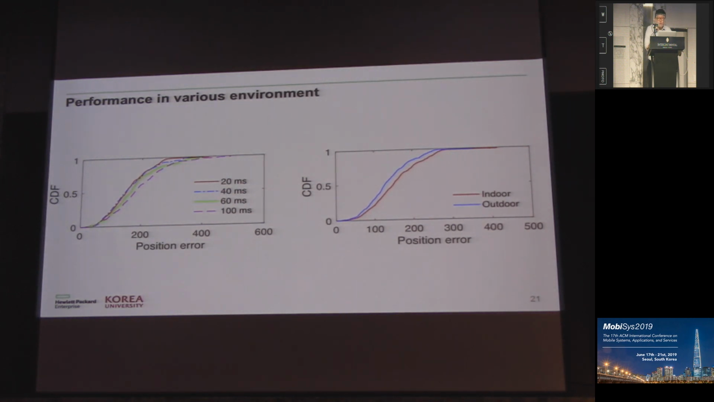Here, I show the performance evaluation in various situations. The graph here shows the impact of the interval on the tracking accuracy. When you use a frame interval of 20 milliseconds, you achieve a median error of 134 pixels. When the interval is 100 milliseconds, the median error is as much as 170 pixels. When I performed the experiment in an outdoor environment, the median position error slightly reduced, because it is less affected by multipath fading in the outdoor environment.